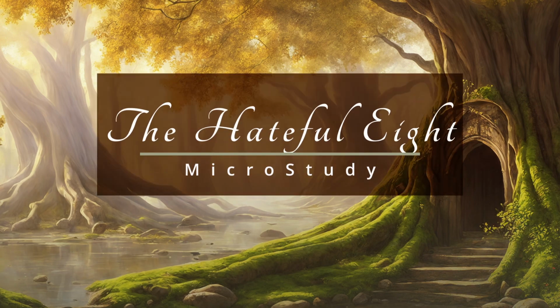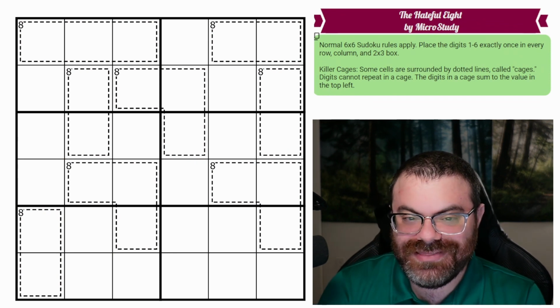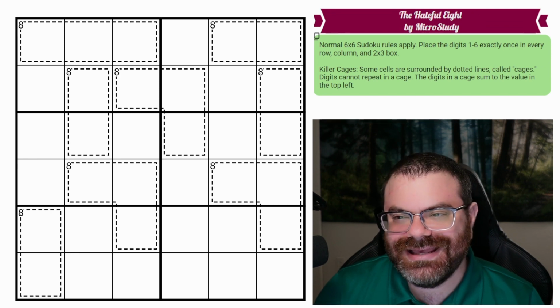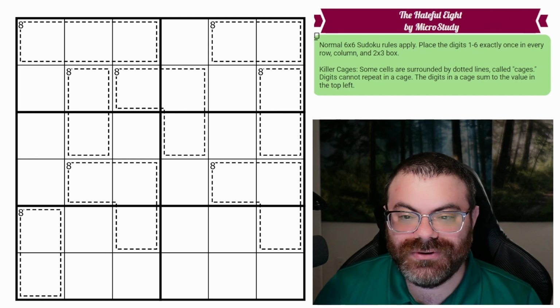Hello, let's continue our Sudoku adventure with The Hateful 8 by MicroStudy. So it is MicroStudy's birthday on August 8th, so of course this puzzle is themed on 8s, because August 8th is 8-8, whether you're American or British, or otherwise.